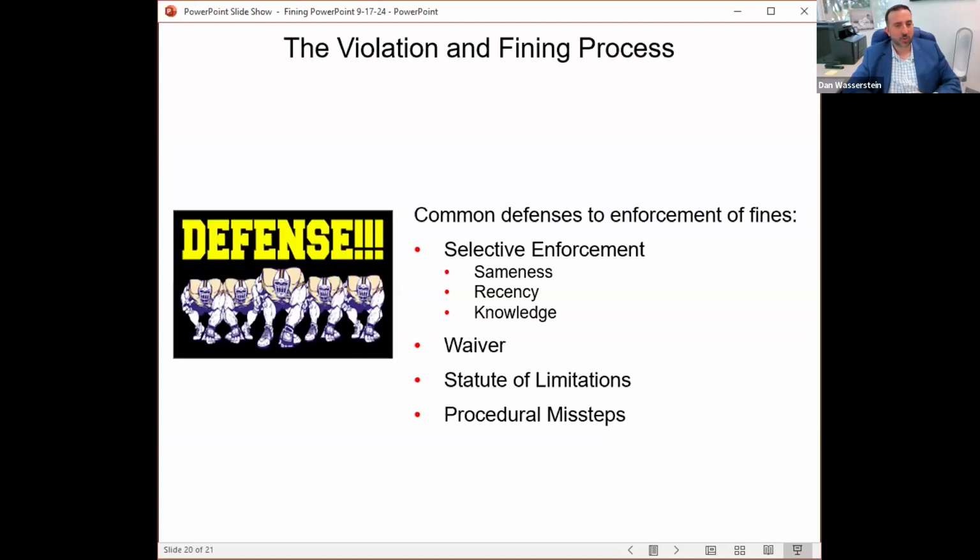So, you may want to examine other additional enforcement options. Fining is still out there. It's still a good deterrent, but again, be mindful of these defenses and of how cumbersome it is.